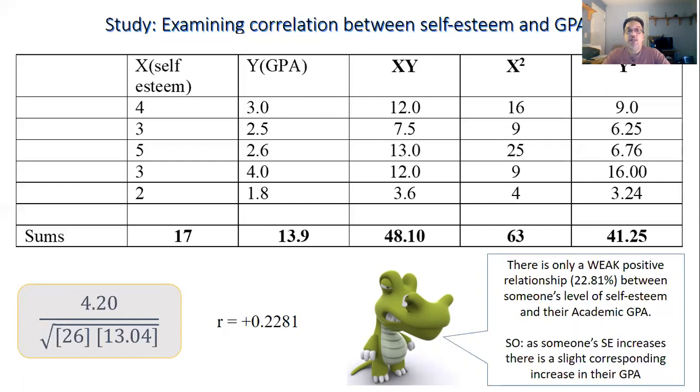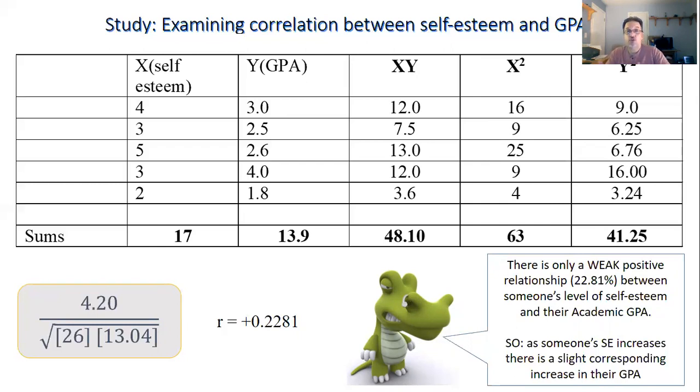Now, I know that it's a weak positive relationship. Positive means that they're changing in the same direction. Weak is based on that numeric value. So an interpretation would be something like this. And the reason I'm doing this is to show you I'm not expecting something super complex. I just want you to sort of tie it all together. So what a positive 0.2281 correlation means between self-esteem and GPA is, as someone's self-esteem score increases, there is a slight corresponding increase in their GPA score.